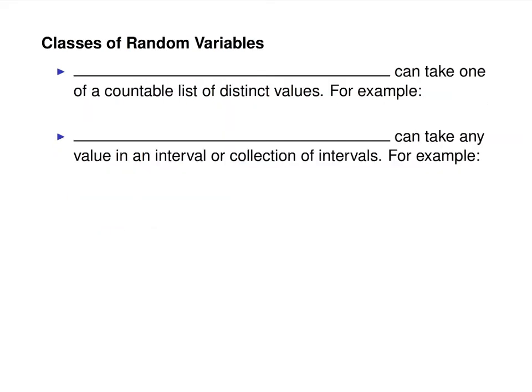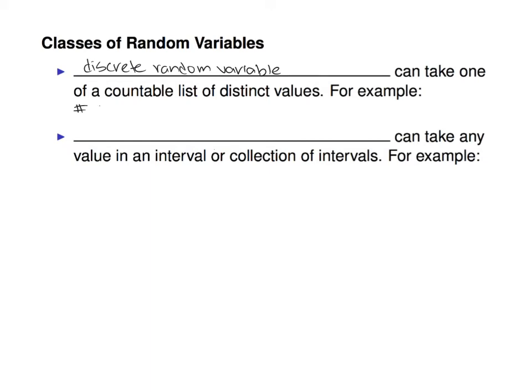Then there are two classes of random variables, and those last examples that we gave are kind of good examples of both classes. So the first one was the number of people in a sample of size 10 with type AB blood. That is called a discrete random variable, and this can take one of a countable list of distinct values. So discrete random variable. So the example above, the number of people with type AB blood in the sample of 10, is an example of a discrete random variable.